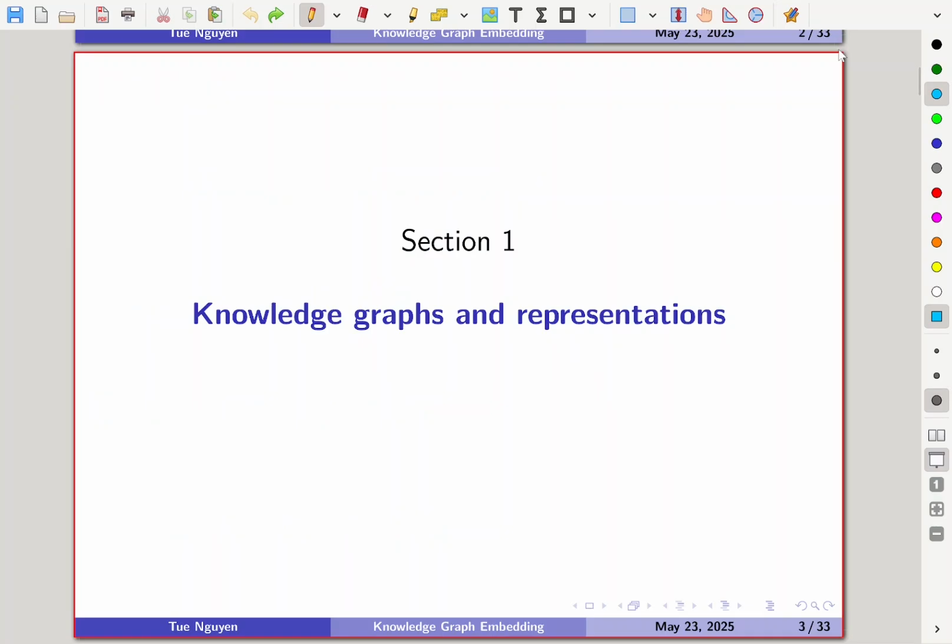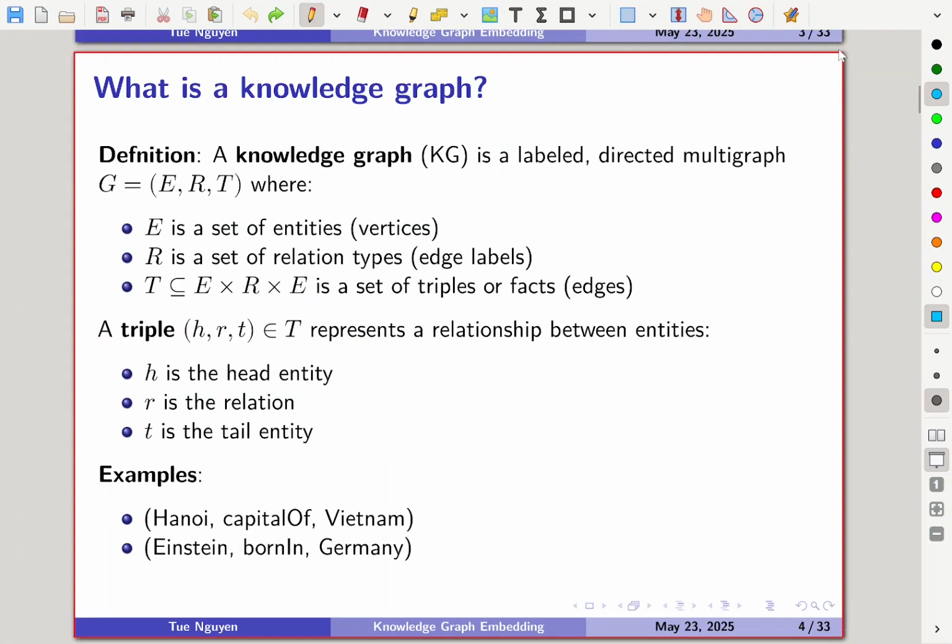So we will go to the first section about knowledge graphs and knowledge representation. What is a knowledge graph? So a knowledge graph is a triple of E, R, and T. E is a set of entities, R is a set of relation types, and T is a set of triples or facts.